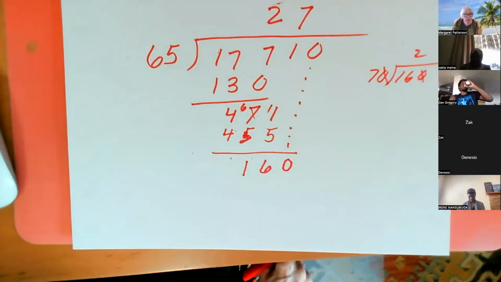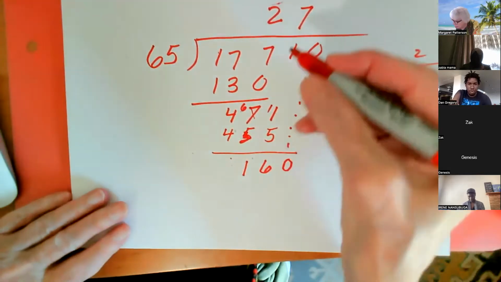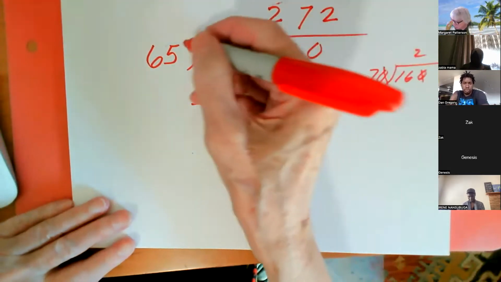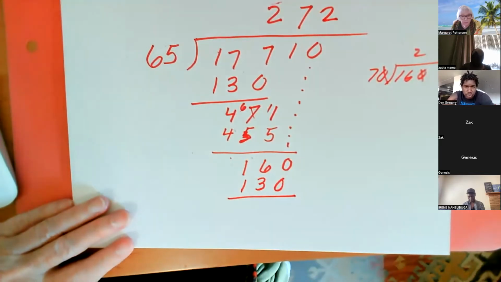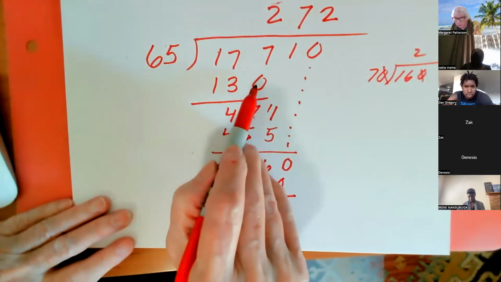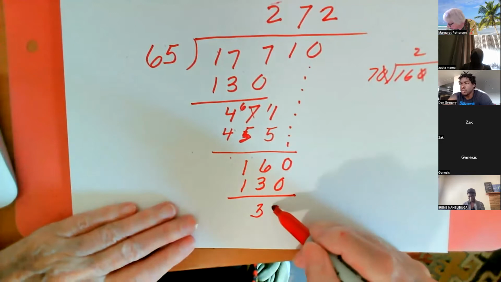It works most of the time. If I was guessing, 90% of the time, but not every time. So I'm going to go with a 2 here. 2 times this was 130 because we already did it. Right? We did it over here. And so then when we subtract, it's 30.